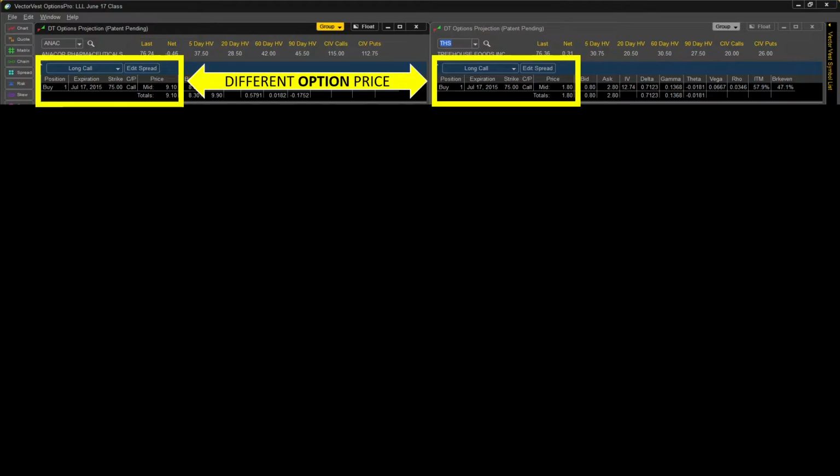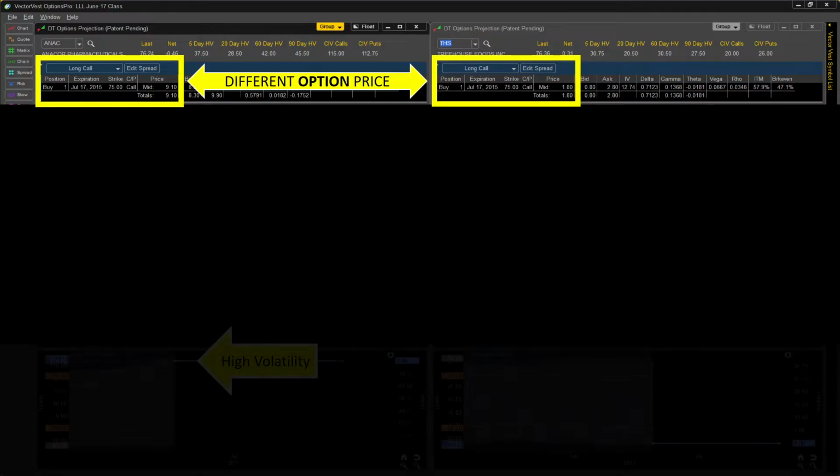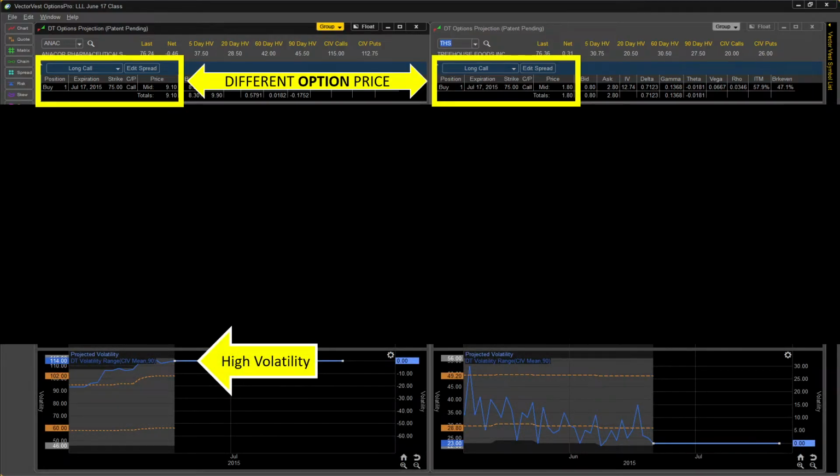Over on the right, to buy that call, it's $1.80 or $180. Same strike price, same expiration, same stock price. Everything's the same. Why are they so different in price? It's because the option on the left had extremely high implied volatility, and this leads to the option being very, very overpriced. Buyers who buy those options are paying too much.